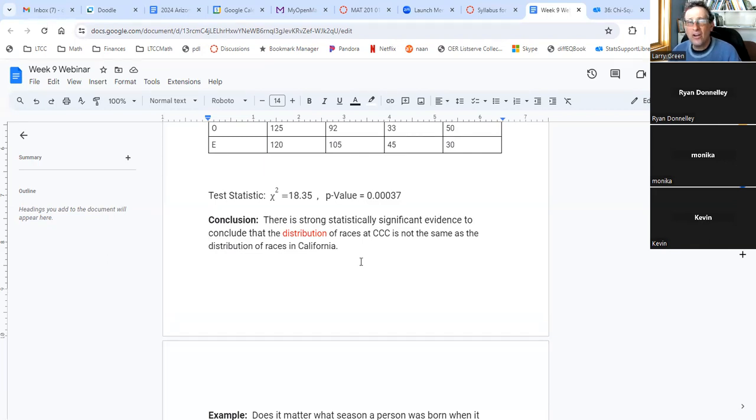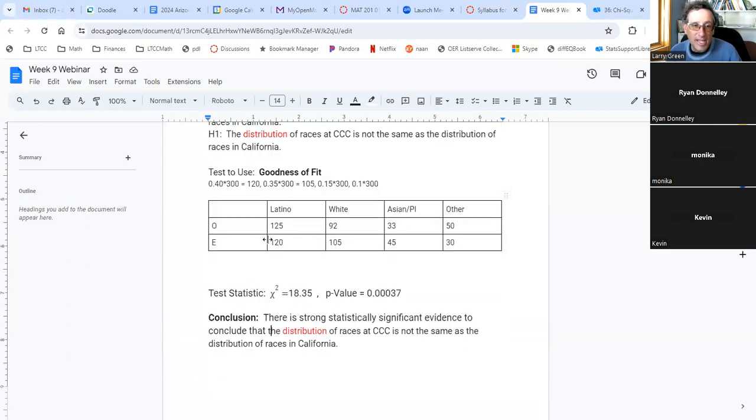By the way, just want to let you know, when you find statistically significant evidence, do not use "whether or not." That was a mistake one or two students made on the exam. Whether or not should never happen when there's statistically significant evidence. That can only happen when there's insufficient or statistically insignificant evidence. I figured I should note that because I noticed it when I was grading the exams. So there's strong statistically significant evidence to conclude that the distribution of races at California community colleges is not the same as the distribution of races in California.